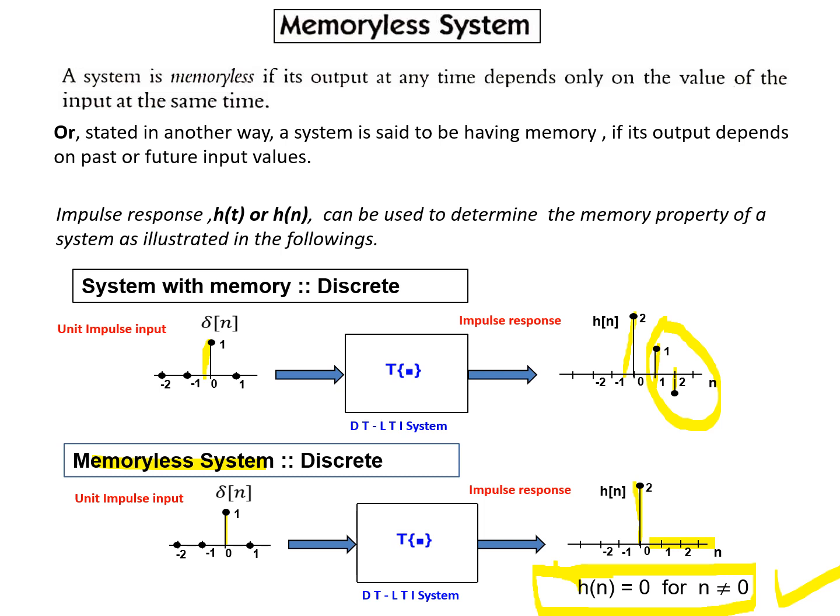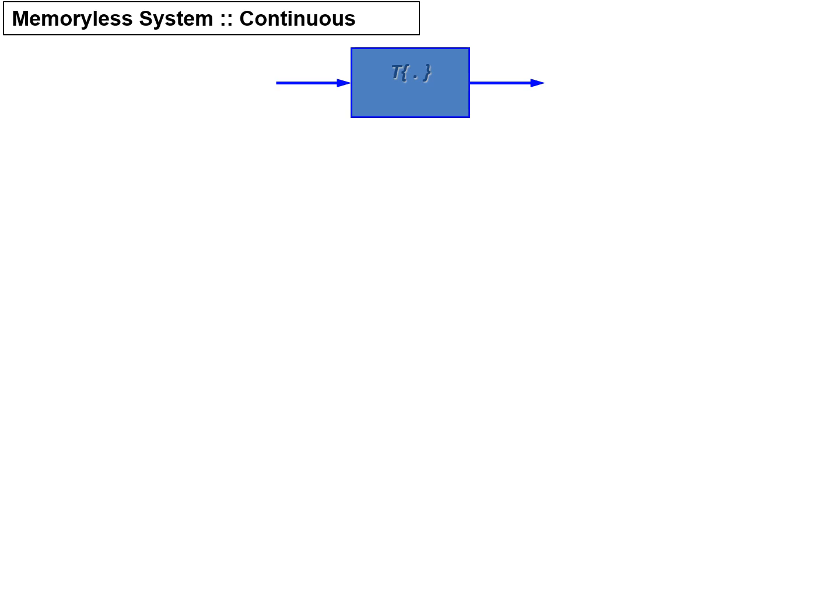For example, in this case, h of n is not 0 for n not equal to 0, because at n equal to 1 it is 1, and at n equal to 2 it is -1. Therefore this condition is not obeyed, and therefore this system has memory. This system is memoryless. Likewise, if you want to test a continuous system, you do the same thing.